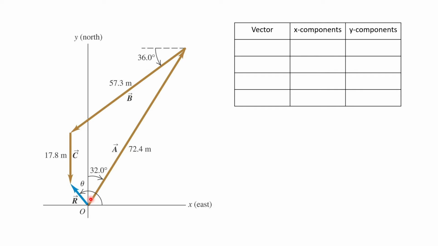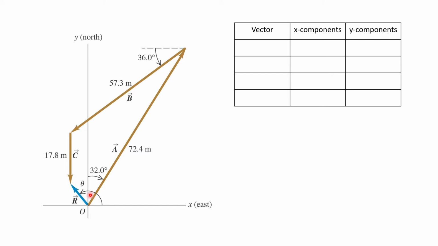So first you draw your vector A, 72.4 meters, 32 degrees east of north, and then after reaching your 72.4 meters, you make a turn with your vector B of length 57.3 meters, and then finally you go downwards with your vector C, 17.8 meters. Now imagine if this is a real life scenario and you're going to measure these three vectors here. This is of course a very tiring job as these are very long lengths.